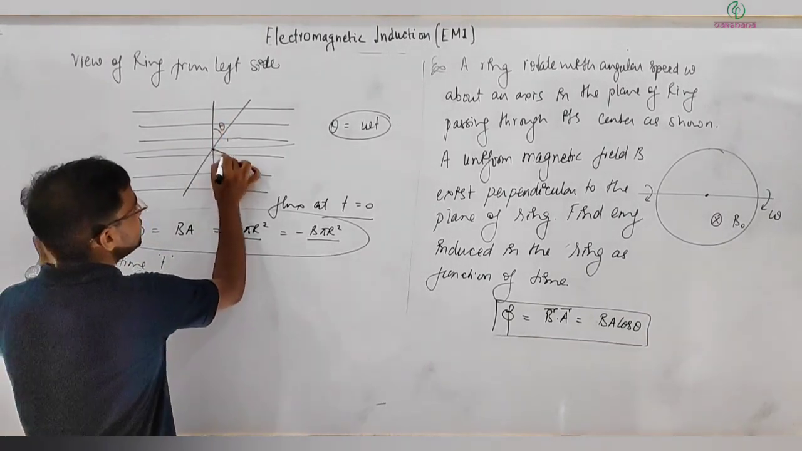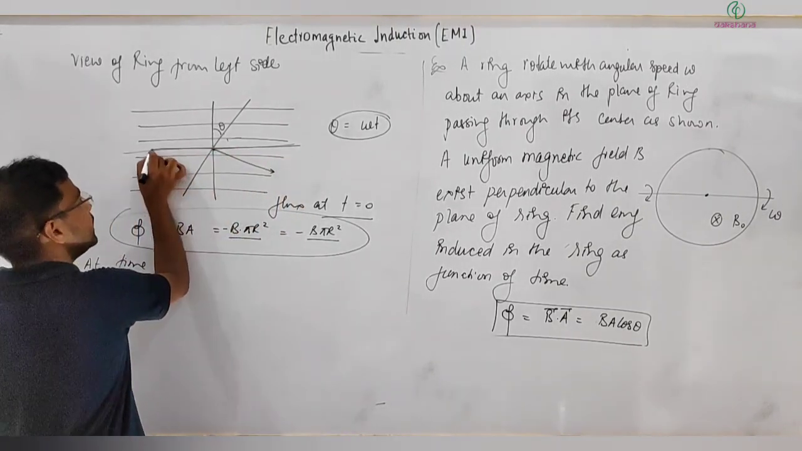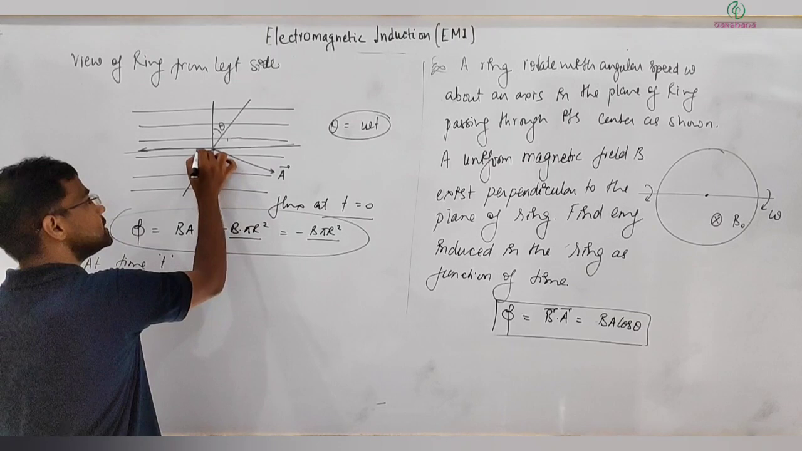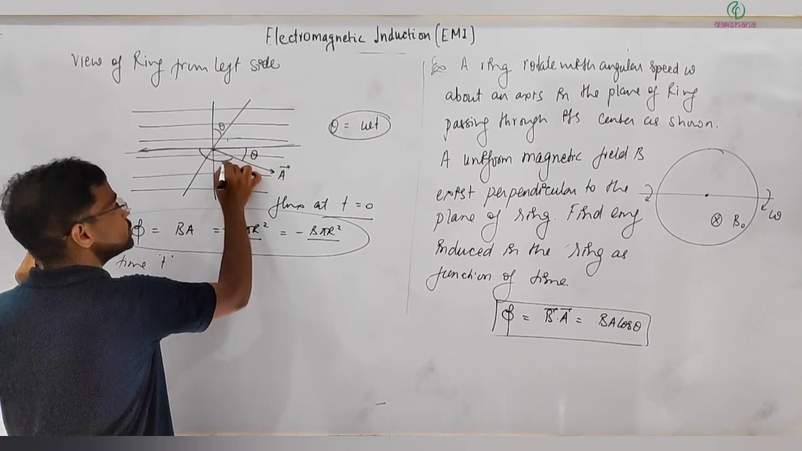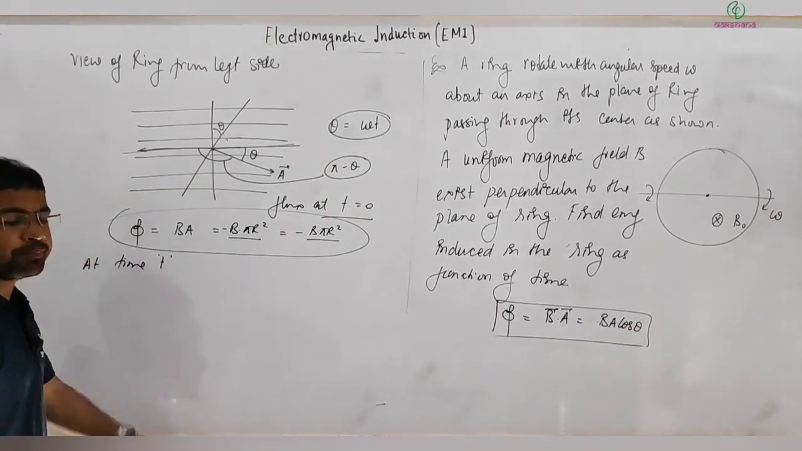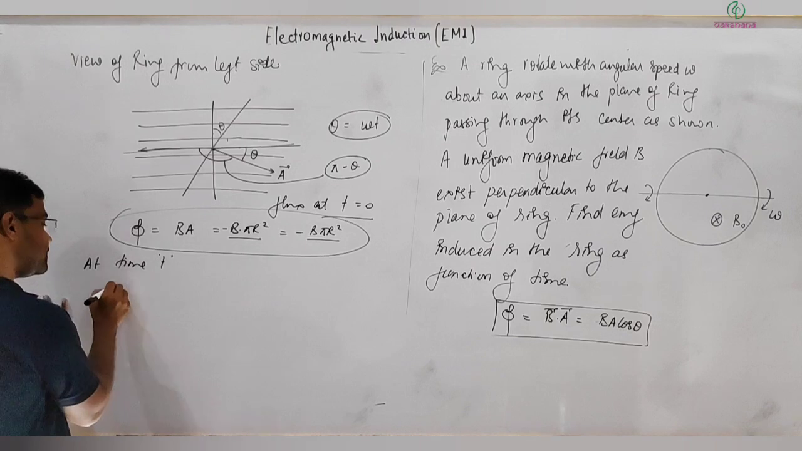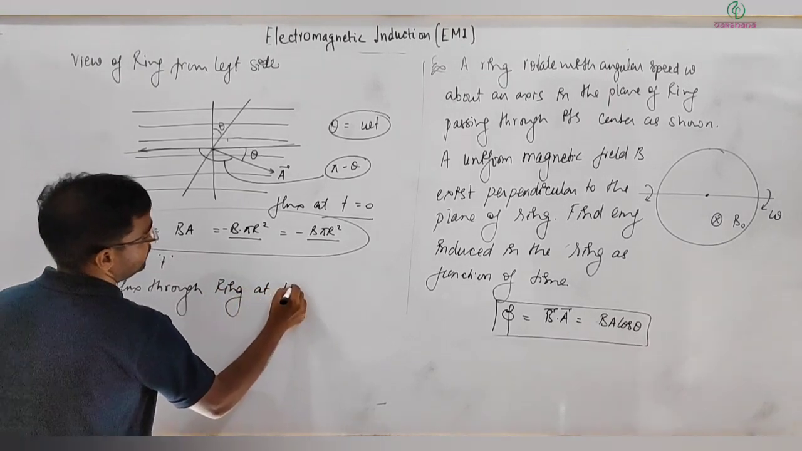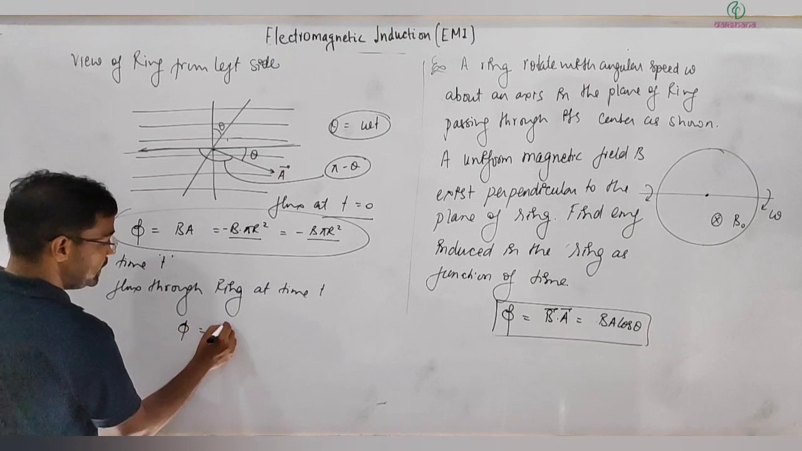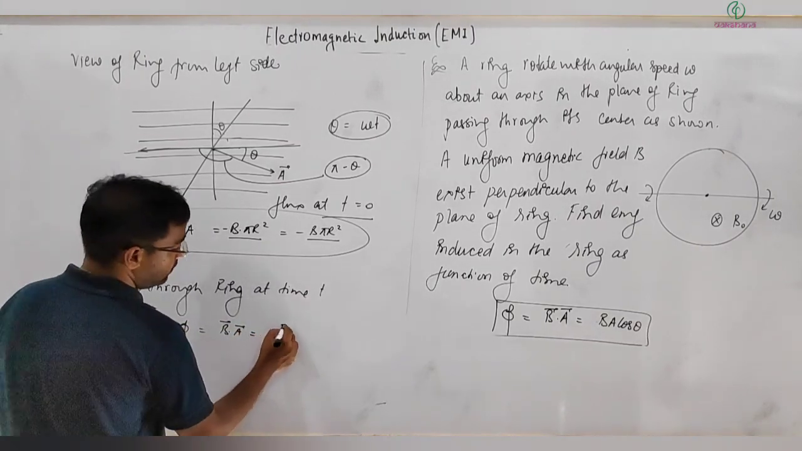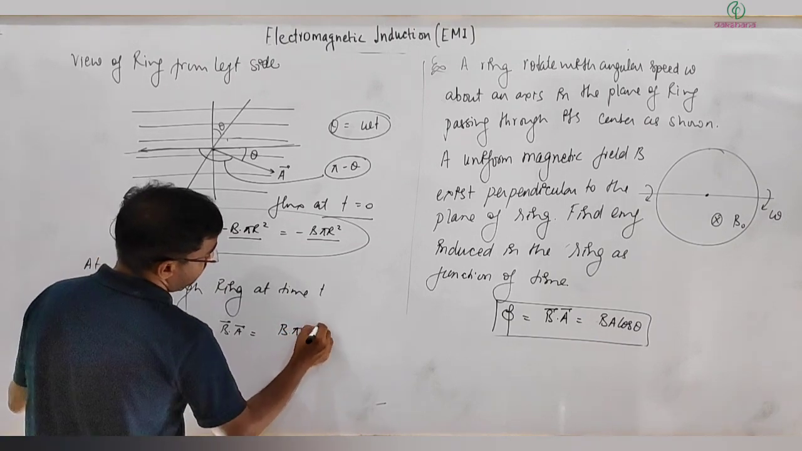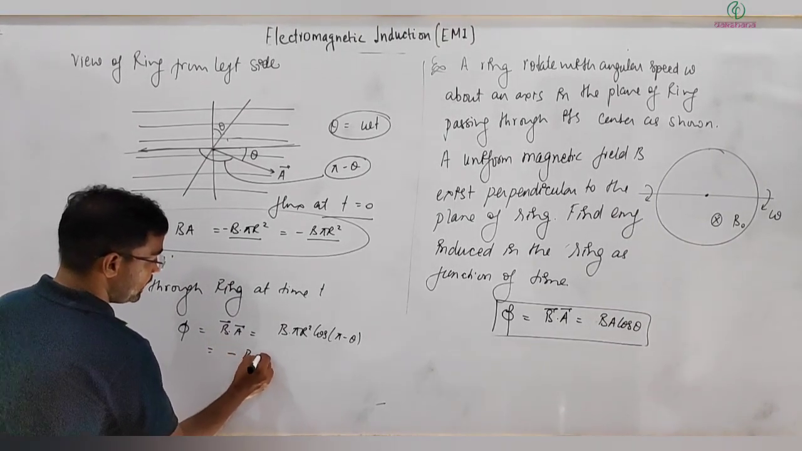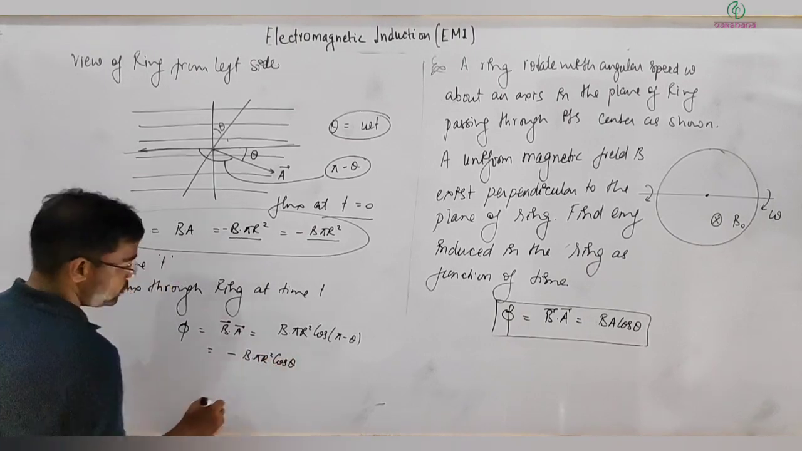Here the area vector of the ring is this, right? And this is the magnetic field directed this way. So the angle between the area vector A bar at time t and the magnetic field is pi minus theta. Clear? Now the flux through the ring at time t, phi, can be written as B dot A, which is B into pi r square into cos of pi minus theta, and this is minus B into pi r square into cos theta. So this is phi.